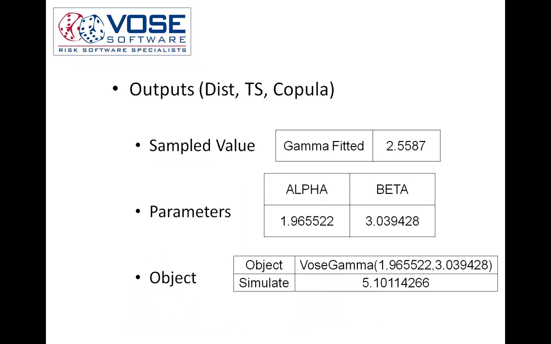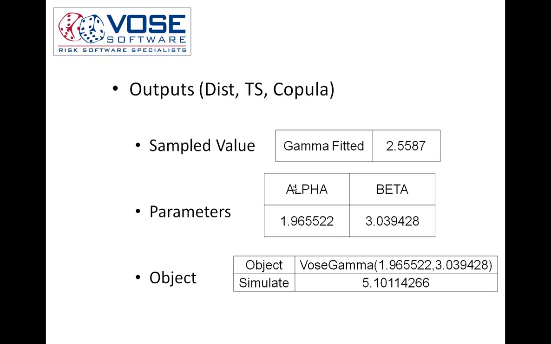As far as outputs for distributions, time series, and copulas, in all cases there are some common types of outputs we can use in ModelRisk. There's a sampled value, so every time we recalculate the spreadsheet, we can generate a value out of a distribution or time series or copula. In this case, I'm showing an example where we'd fitted a gamma distribution to some data, and one particular sample is shown here, and every time we recalculate the spreadsheet, we'd get a different answer.